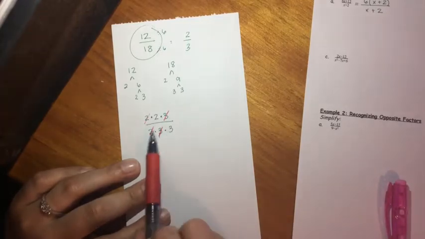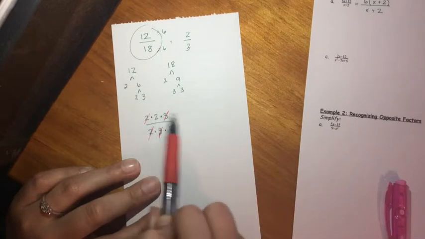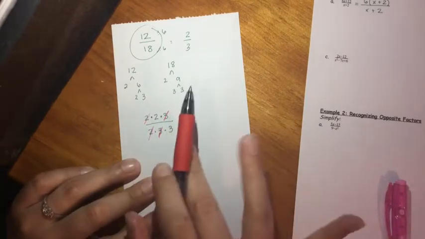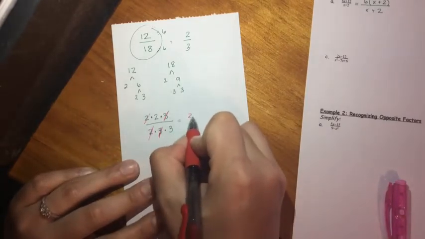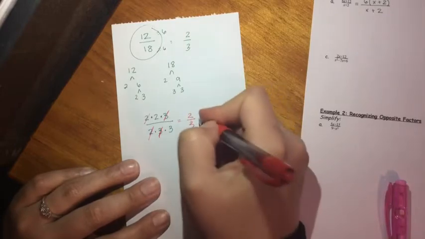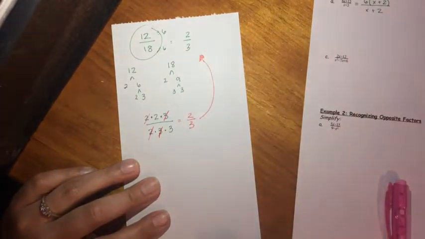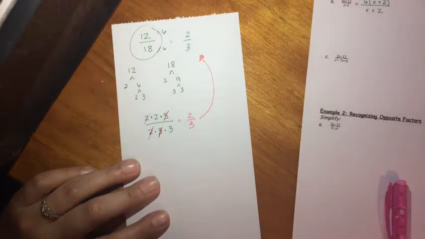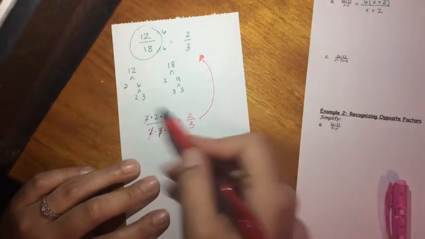Does the 3 have a pair? Does it have a partner up in the numerator to cancel out with it? No, so it stays there. So as you see, you're going to be left with that 2/3, which is the same thing you got using the previous method that we always know how to use, okay? It's just a different way of simplifying.